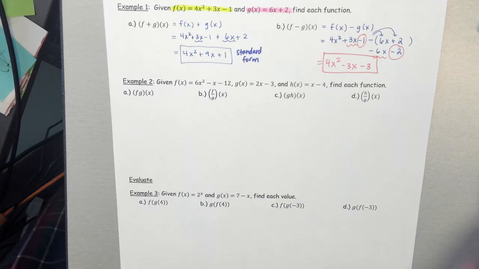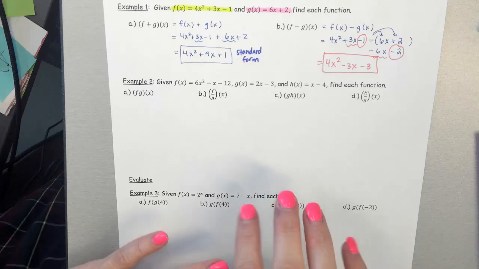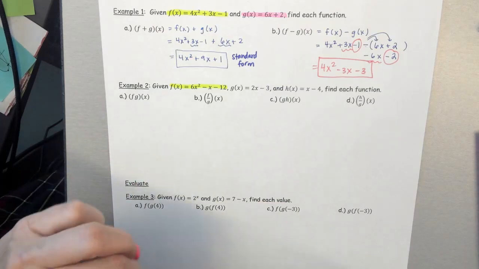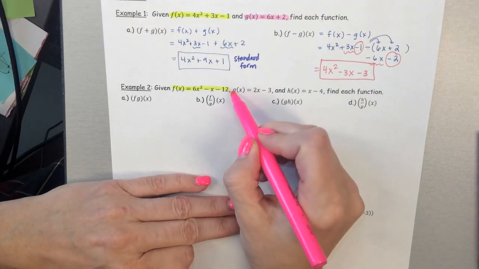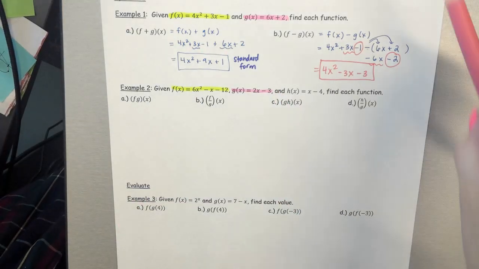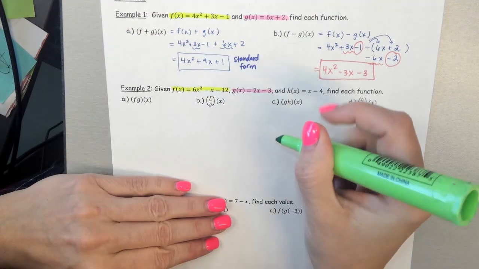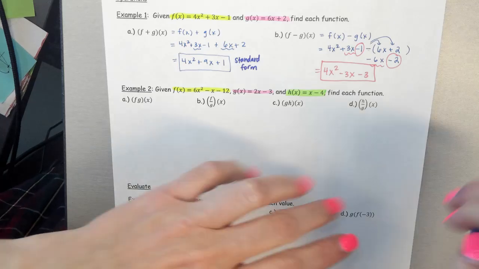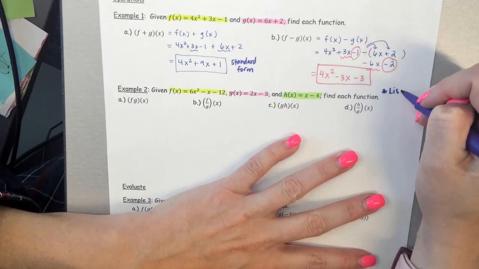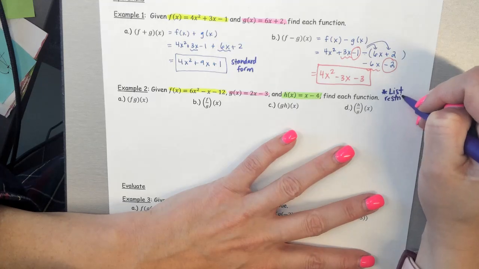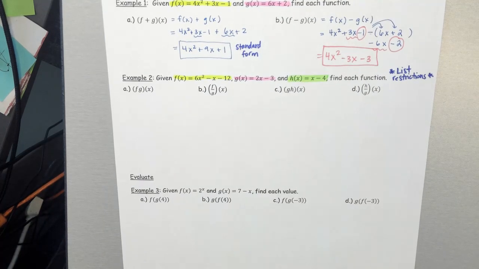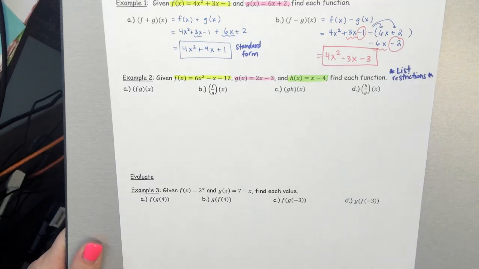For the next example, you are given a different value for f of x and g of x, and you are also given an h of x. You have to find each function. Something else you will see that isn't said here is that not only will you have to find each function, you are going to have to list if there are any restrictions to the domain. It'll say list your restrictions, and what that means is if your domain isn't all real numbers, you are going to have to identify the values for x that are prohibited.